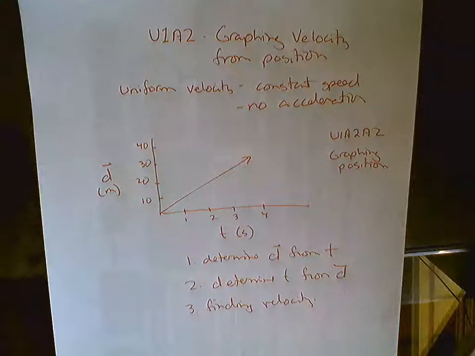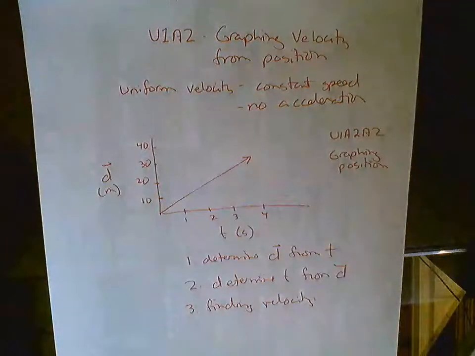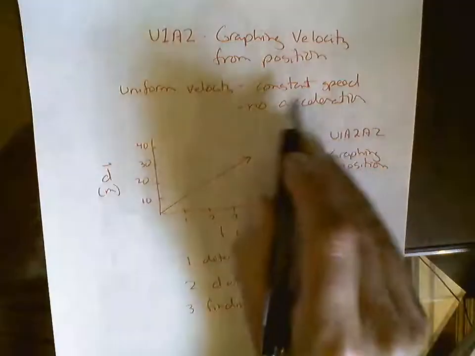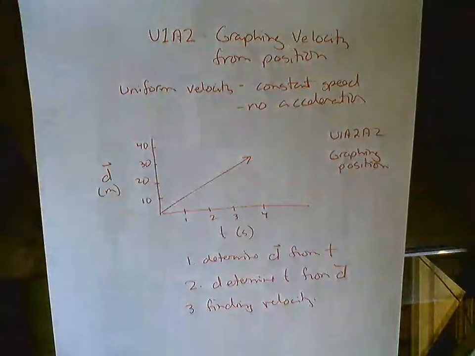What we're talking about here is uniform velocity. You know when you have a uniform graph when the line is straight, it is not a curved line. So we are looking at constant speed, no acceleration. This is a uniform velocity graph.